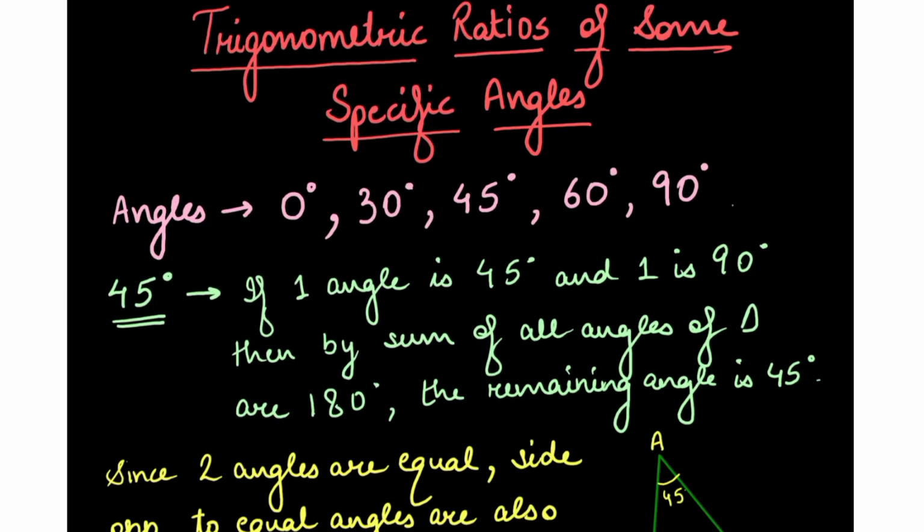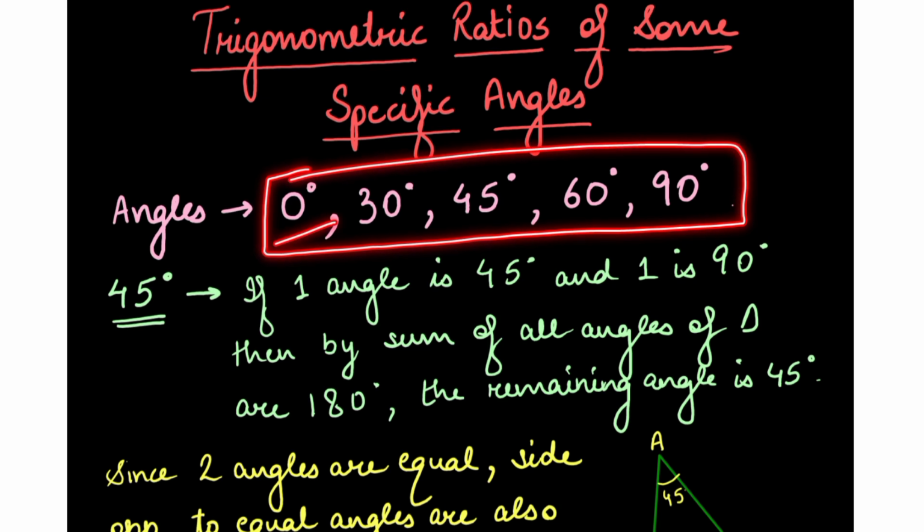Trigonometric ratios of some specific angles. There are some angles whose trigonometric ratios, if known, can be very helpful. There are simple values to these which can be easily remembered also. Actually, we will be studying these 5 angles: 0 degree, 30 degree, 45 degree, 60 degree and 90 degree.